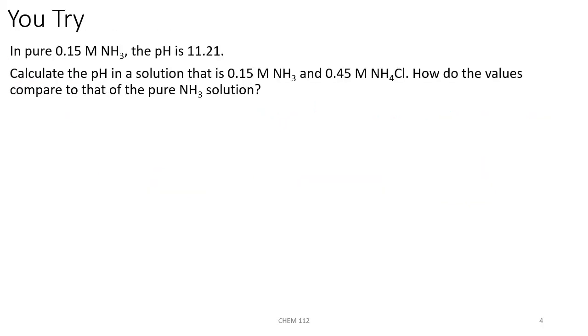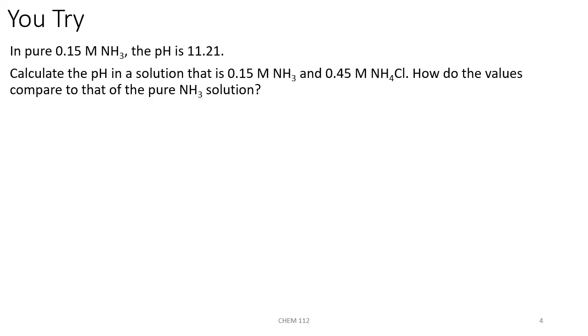Let's try another common ion example. In a pure 0.15 molar ammonia solution, the pH is 11.21. Calculate the pH in a solution that is 0.15 molar ammonia and 0.45 molar ammonium chloride. How do the values compare to that of the pure ammonia solution?